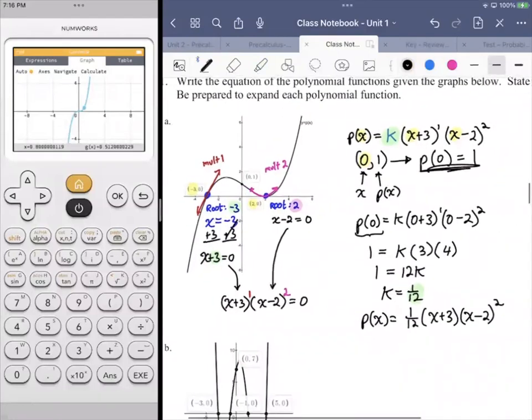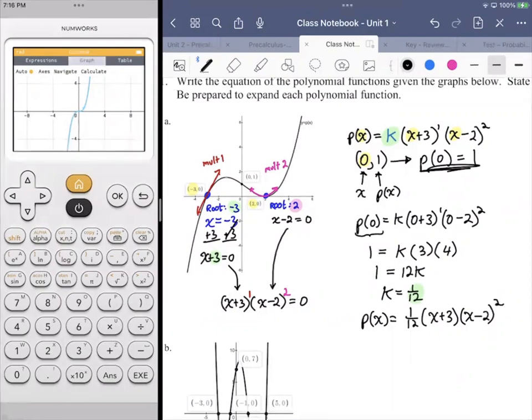I used to make my students distribute this all out. A power of 2, power of 3, that's not too bad. But the next one's power of 4. It gets out of hand pretty quick. But I do want to verify. I just did all this work, and I don't want to rely on faith. I want to make sure that I got something that's going to go through the points they gave me.